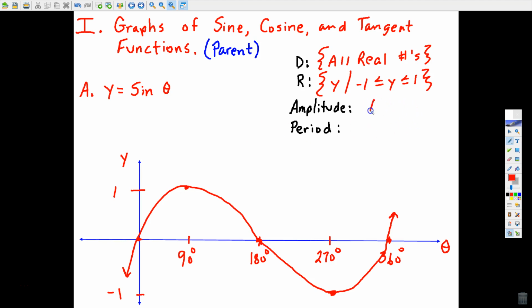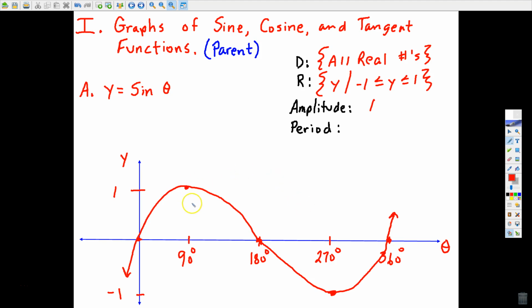And you can get amplitude by looking at the number in front of sine and just taking the absolute value of that. Well, there's an understood 1 here as a factor, and so that means that is my amplitude. If this said 4 sine theta, then I would have a 4 up here, and I would have a -4 down here, and the amplitude would be 4. It's pretty simple to determine amplitude. Just look at whatever's in front of sine or cosine.